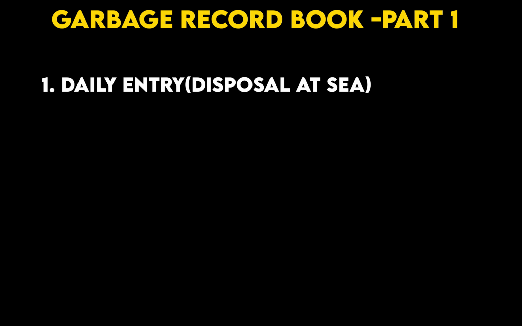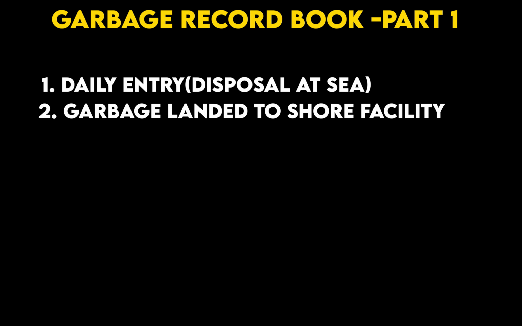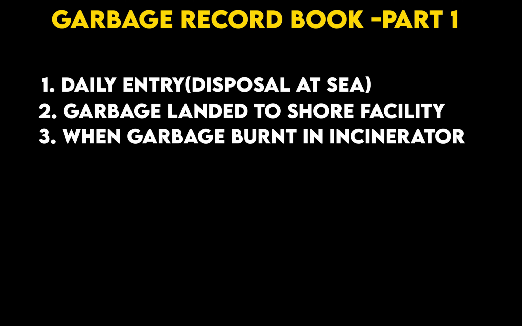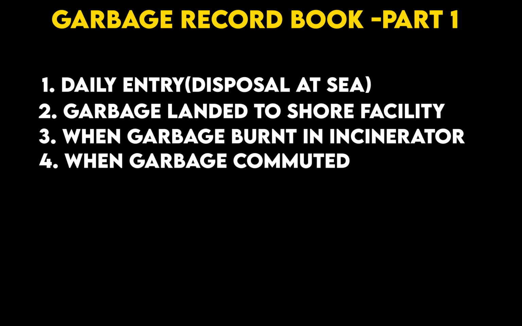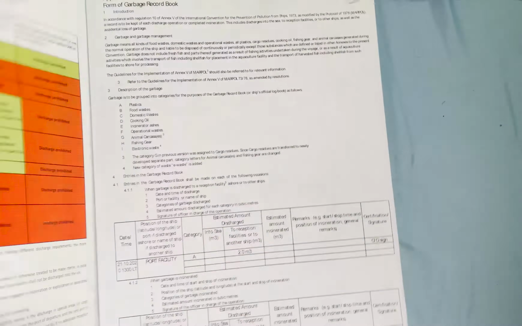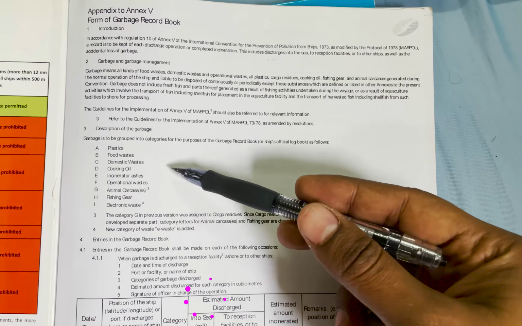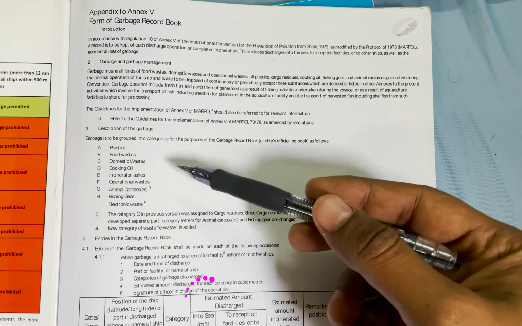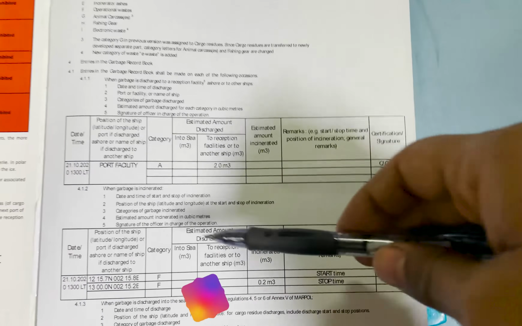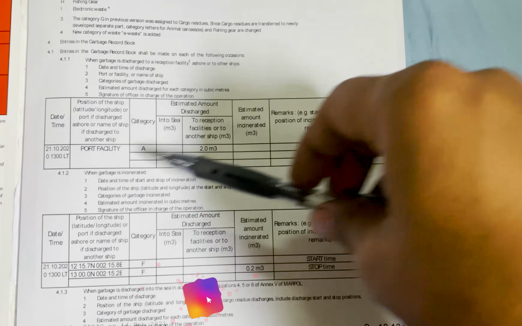In this video we are going to see these 4 entries: daily entries, garbage when landed to shore facility, garbage when burned in incinerator, and fourth, garbage when commuted. So let's start. Normally in the beginning of the garbage record book, they would have given you categories, and according to these categories you have to make entries. Below that they have also given examples how to make entries in your garbage record book.